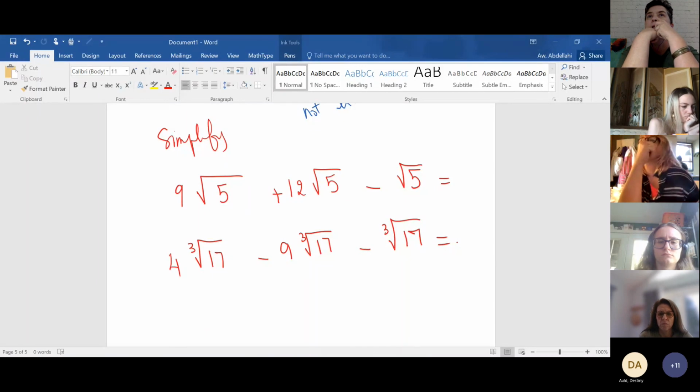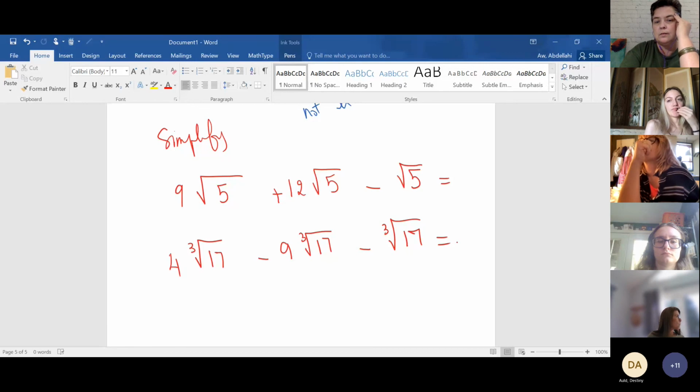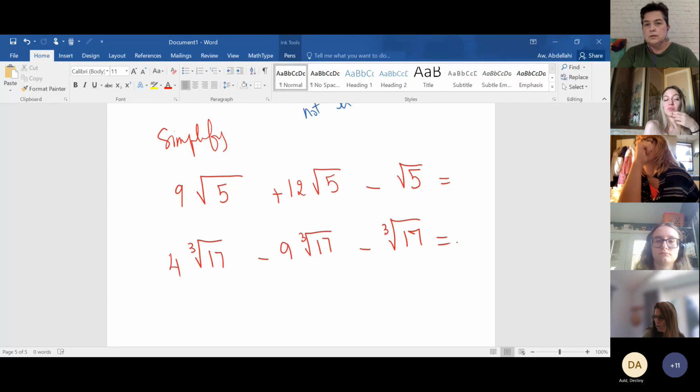All right, so here, the first one, are the radicals in the first one like radicals? All of them are like radicals? Yes. Okay, they are, right? What's going to be the answer then? 21. 21? You did 9 plus 12, right? What about the last one? Minus square root of 5. Yeah, how much is that there?